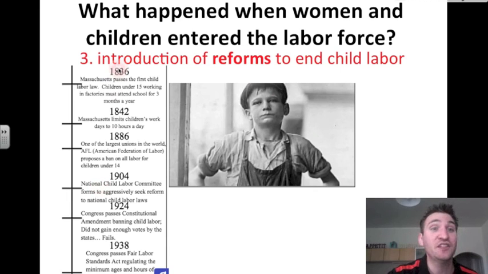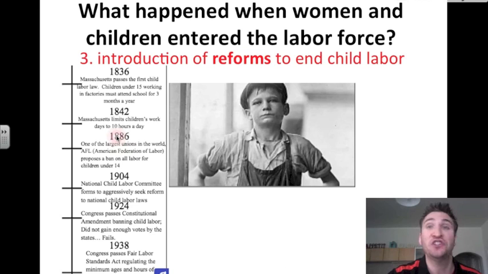In 1836, the state of Massachusetts passes the first child labor law. Children under 15 working in factories must attend school for 3 months a year. So children are slowly earning more rights. 6 years later, Massachusetts limits the children's work days to 10 hours a day, which is still a lot.